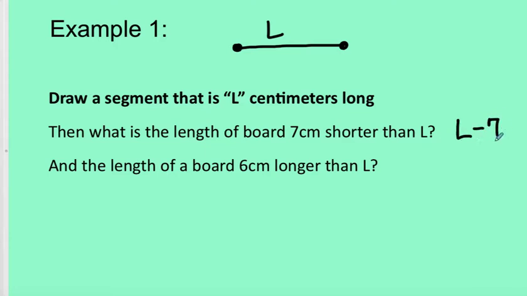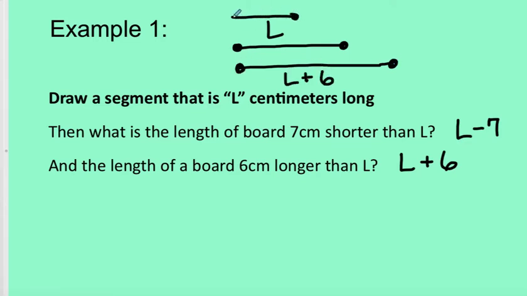So that's 7 shorter. If I wanted the length of a board that's 6 centimeters longer than L, that would be L plus 6. So I could make a segment that's L plus 6, a little bit longer, and I could make one that's a little shorter, L minus 7. So you can see how they compare to that first one we started with, L.